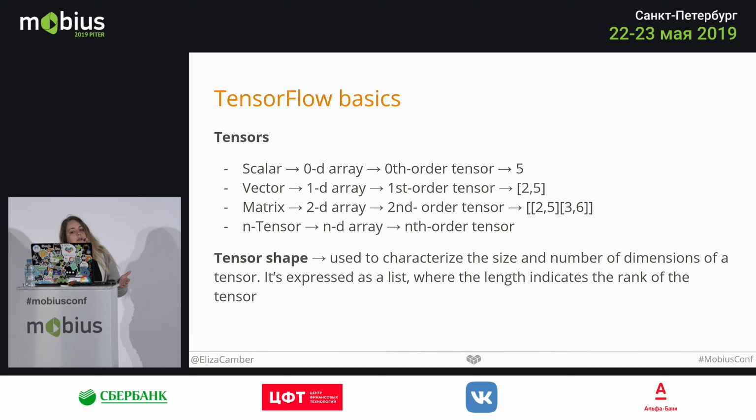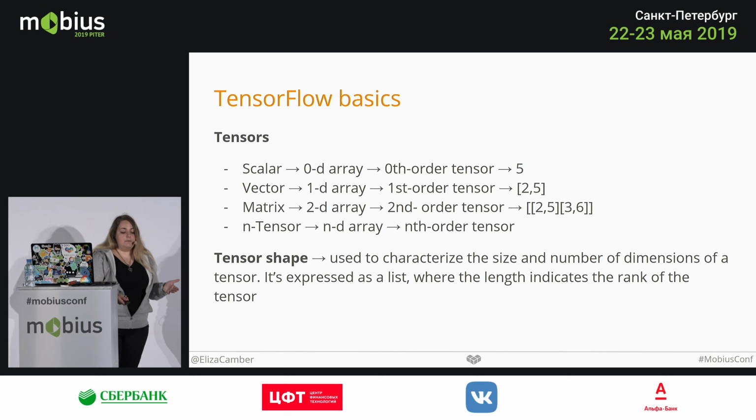So first of all, we are going to start with the basics. What are tensors? Tensors are nothing more than arrays. And tensors can have names depending on the dimensions of the arrays. So the scalar, for instance, is a 0D array, which can be just a number. The vector is a 1D array, which is going to be like an array of numbers. And this is how it goes.